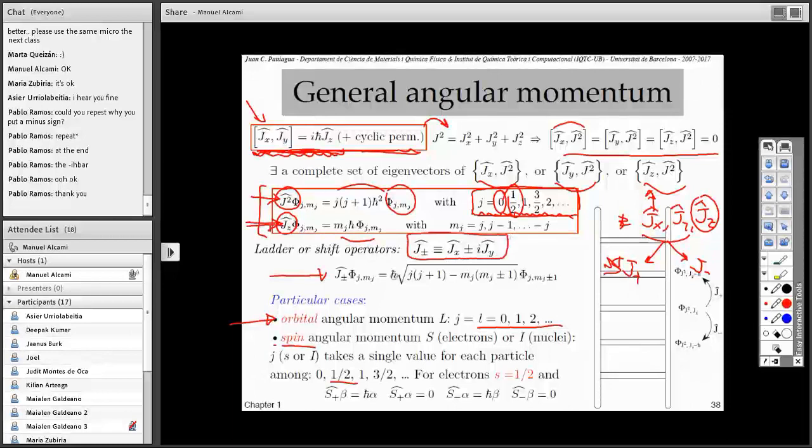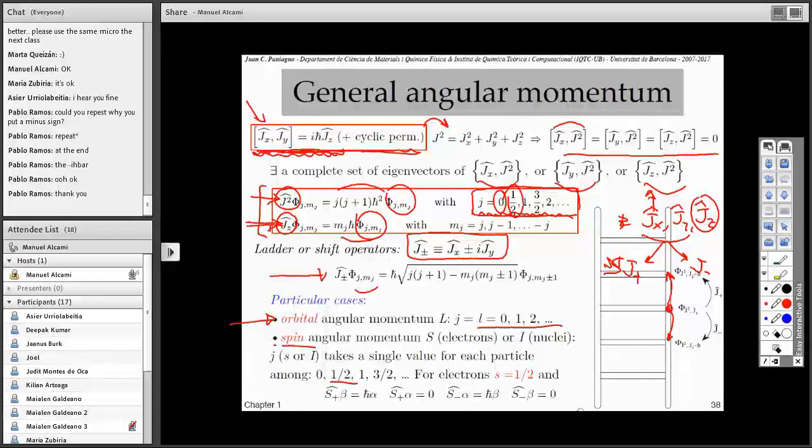And the action of this operator is very simple. J plus changes an eigenstate of Jz to the eigenstate with one unity added to the n value. And J minus changes it to the following value in descending order. That's why we call them ladder operators or shift operators.